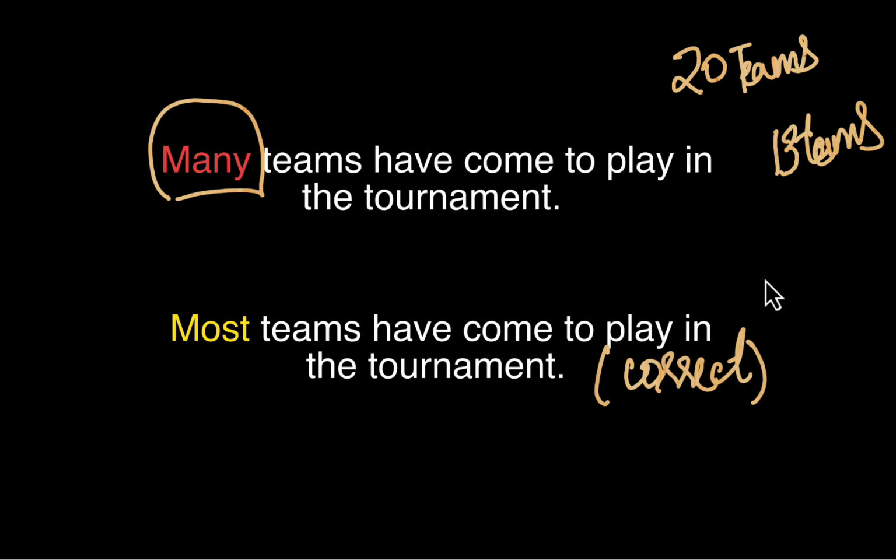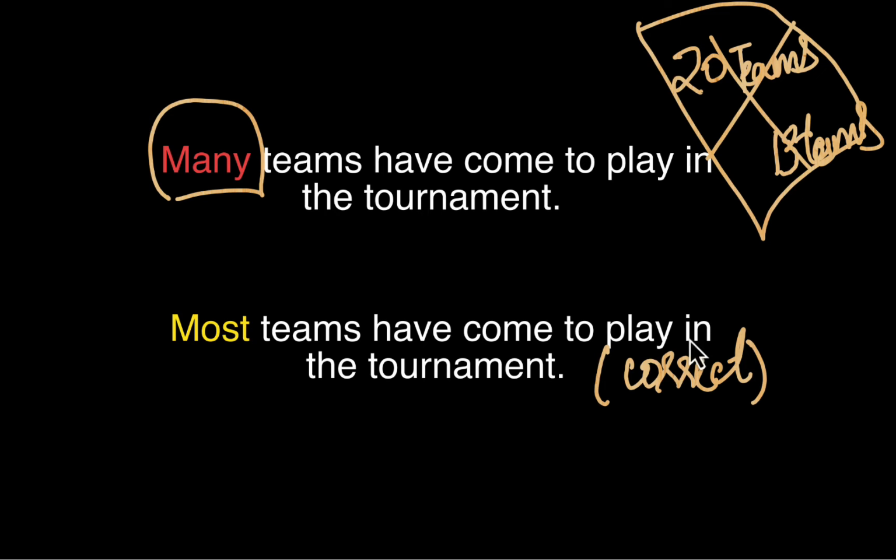But in this context, but if you do not know the number of teams that were supposed to come and play in the tournament, and you are just given this statement, now it's incorrect. In this case, without this context, this is incorrect. You cannot say most teams have come to play in the tournament. If you're not aware of the total number of teams that were supposed to come and play in the tournament, you are not going to say this. This is incorrect. This is going to be correct.